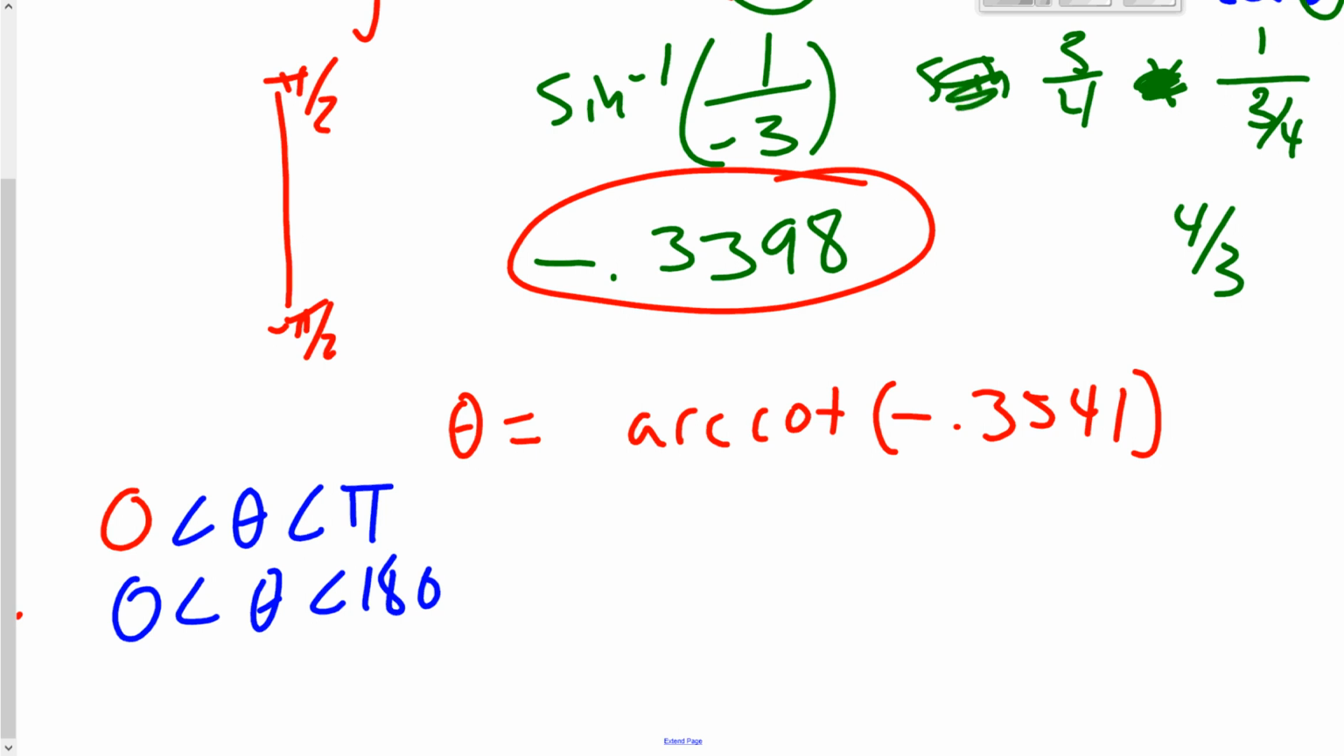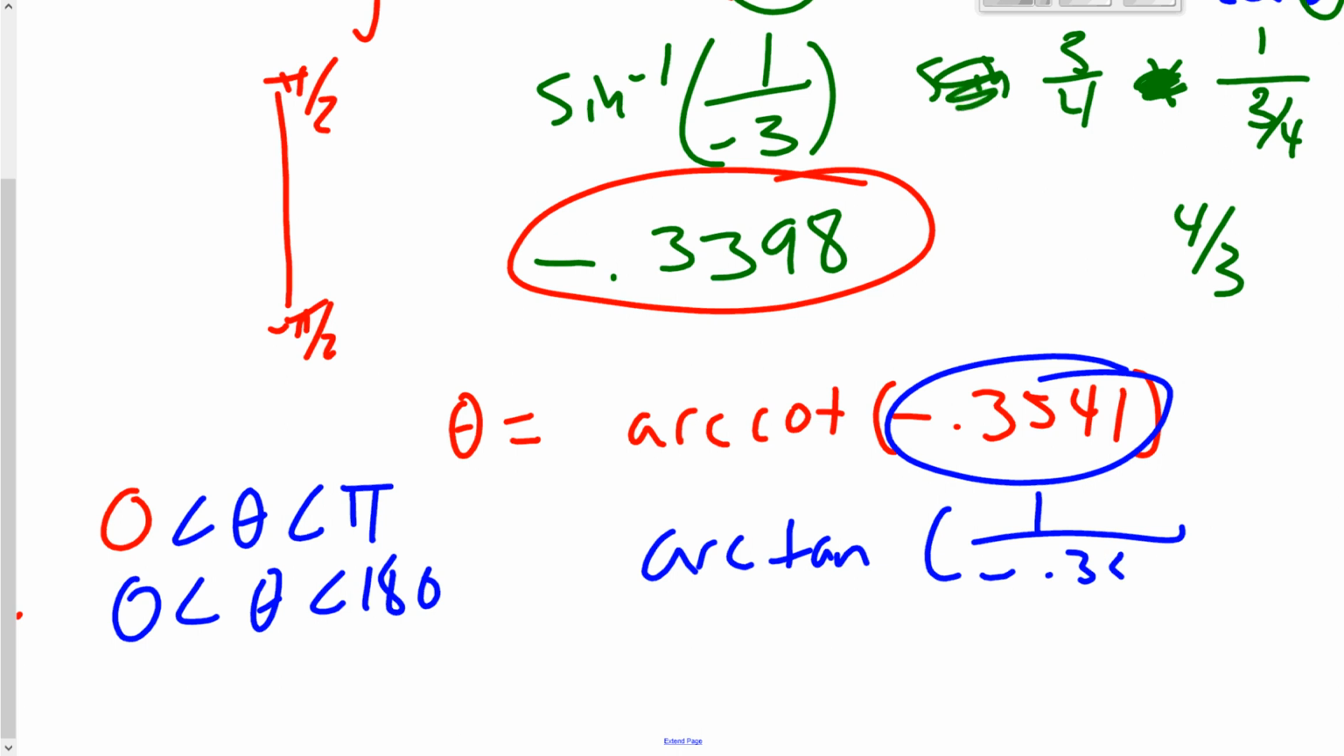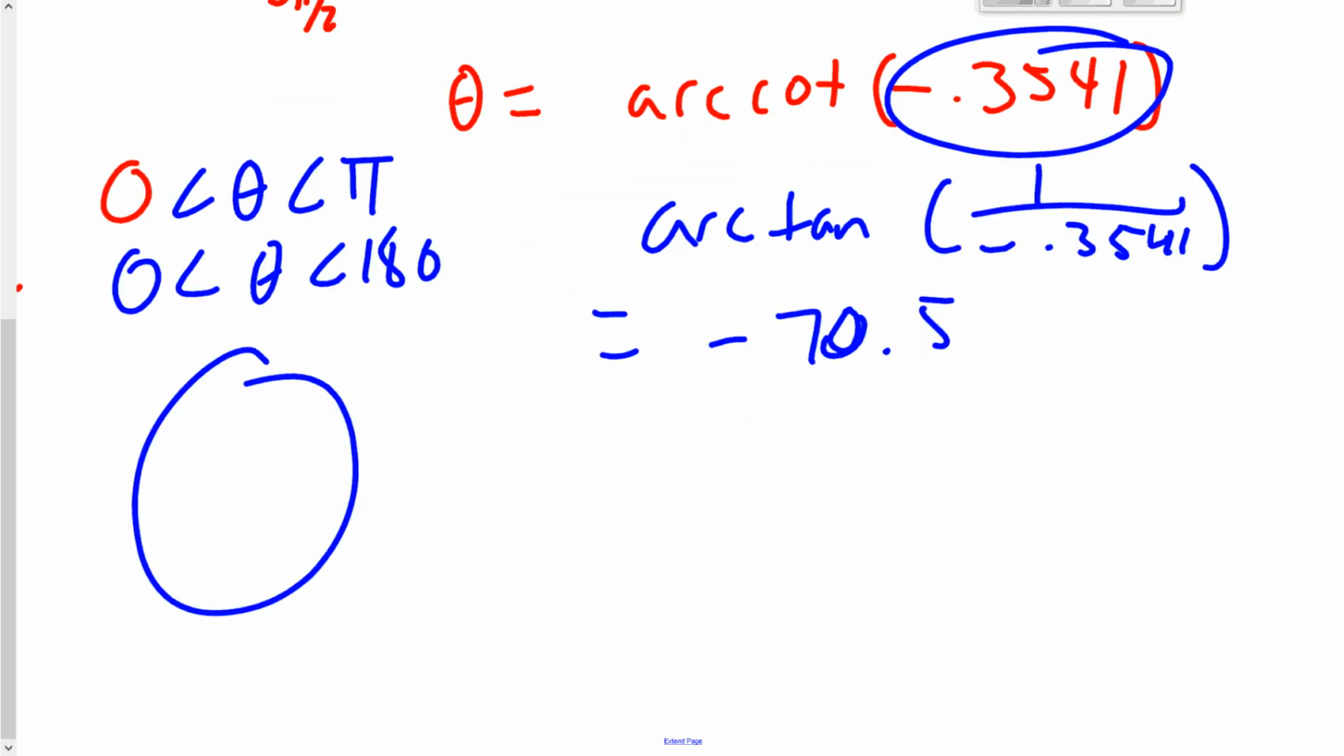Okay, so same thing, we're not going to flip cotangent, we're going to flip this answer, and then we can do arctan or tan inverse. Same thing, 1 over -0.3541. So when we put that in our calculator, we get this answer, approximately -70.5, so that's in degrees. So that means our answer is somewhere maybe down here, about right here. There's where our answer is.